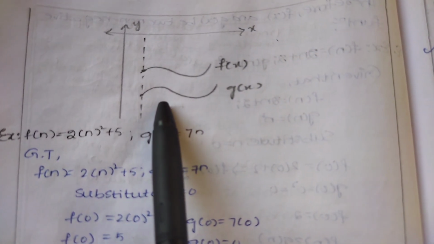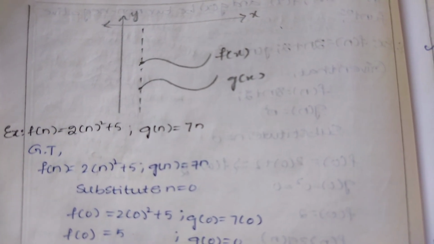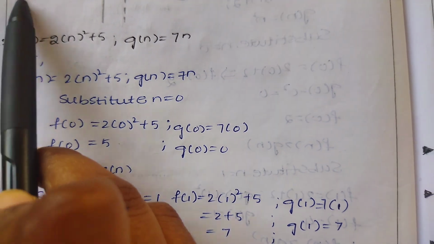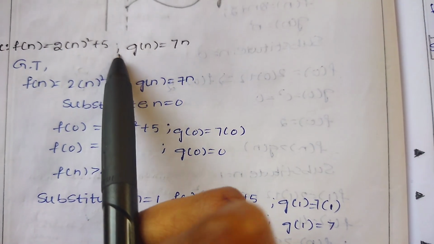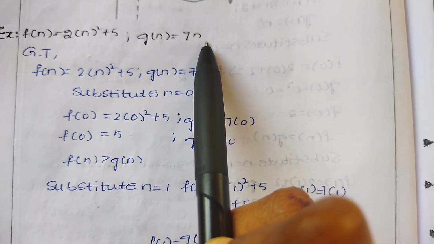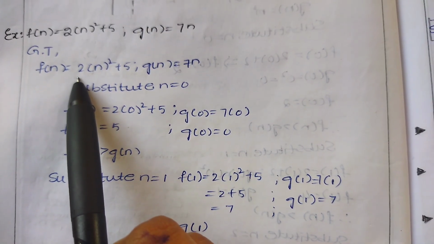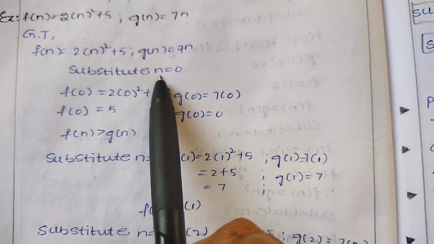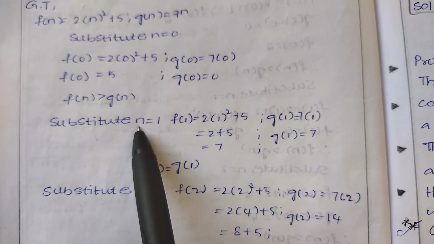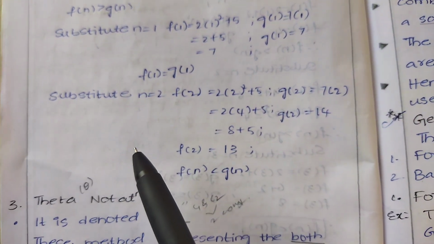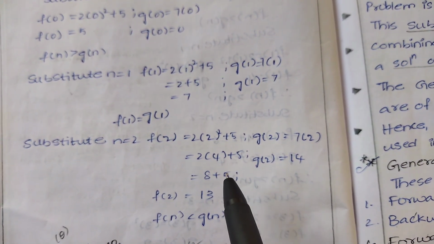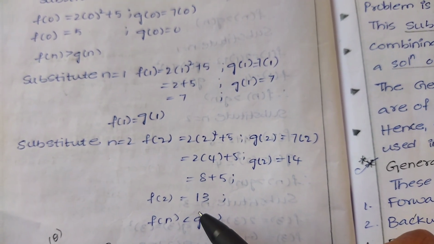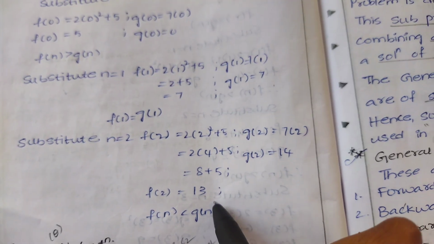It is a representation of omega notation. This is an example of omega notation. f(n) = 2n^2 + 5, g(n) = 7n. First we need to write the given functions, then substitute the values n = 0, n = 1, n = 2. Two or three values are enough for calculating. Then write whether f(n) is less than g(n) or f(n) is greater than g(n).